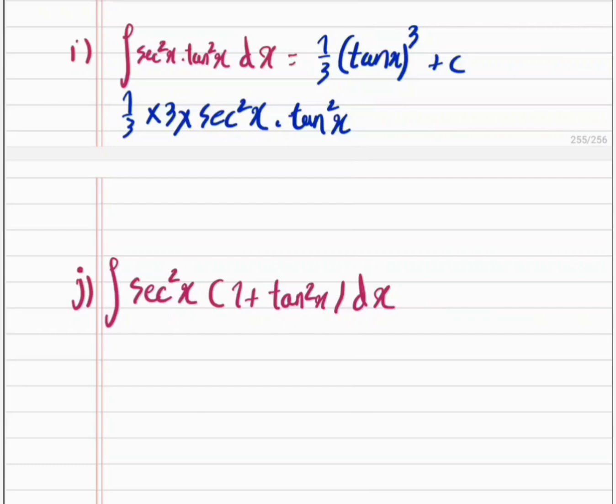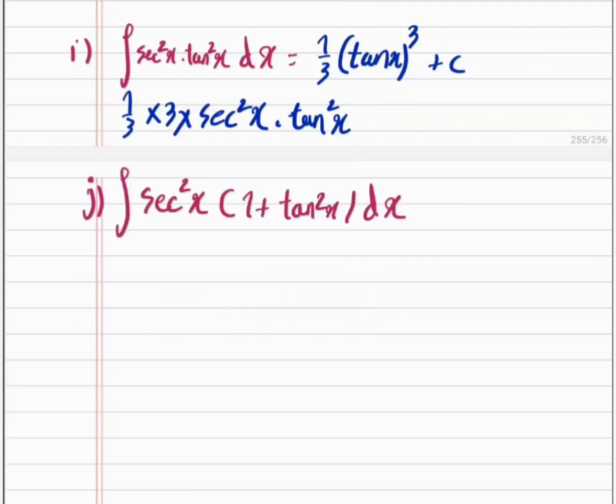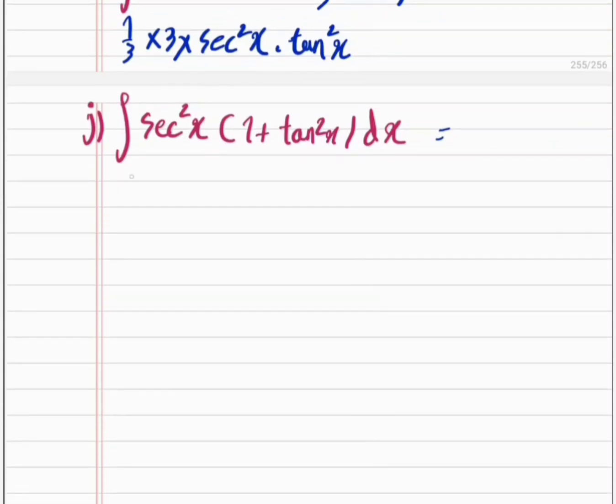So it was very important to remember the connection between tan and sec squared x, which is its derivative. Okay, so now part j, we have sec squared x times 1 plus tan squared x. First of all, let's expand the bracket. So we'll have sec squared x plus sec squared x tan squared x.